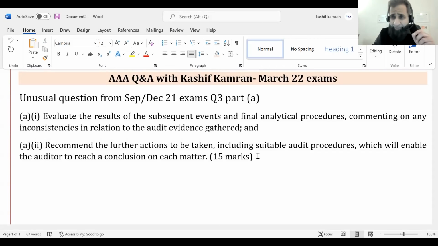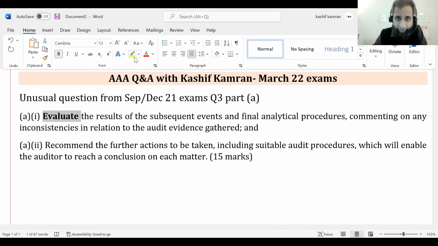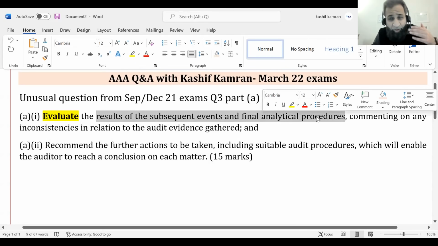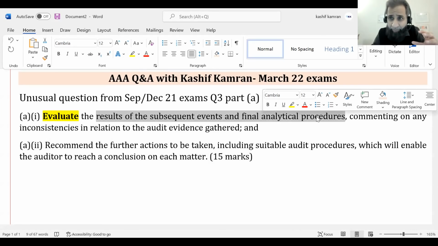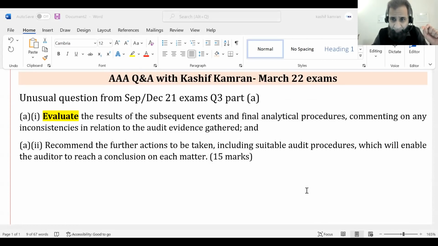Now, a lot of the time, you're not reading the question well. If you read this question well, this is such an easy question. I'm reading and explaining. This question asks you, evaluate. So when you are evaluating something, you need to give a conclusion at the end of your answer. So evaluate what? The results of the subsequent events and the results of the analytical procedure. So you need to evaluate the results of the subsequent events and the results of the analytical procedure. Are the results given in the paper? Yes. Let's see where the results are given.